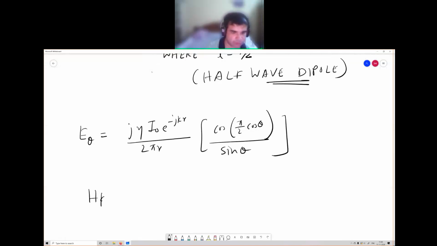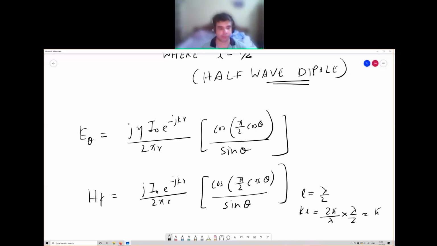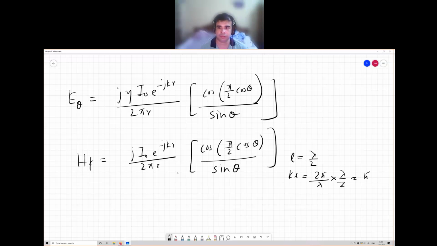And H psi is similar. We simply put L equal to lambda by 2, then kL equals 2 pi by lambda into lambda by 2, and we get these expressions. Right? Is it okay?